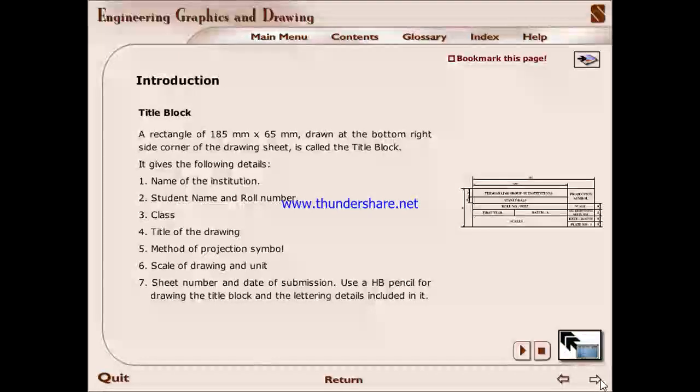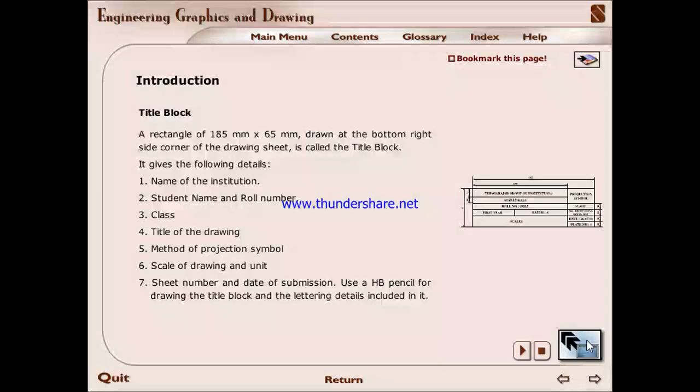Now the introduction of the title block. A rectangle of 180 mm by 65 mm drawn at the bottom right side corner of the drawing sheet is called the title block. It gives the following details: name of the institution, student name and roll number, class name, title of drawing, method of projection symbol, scale of drawing and unit, sheet number and date of submission. Use an HB pencil for drawing the title block and the lettering details included in it.